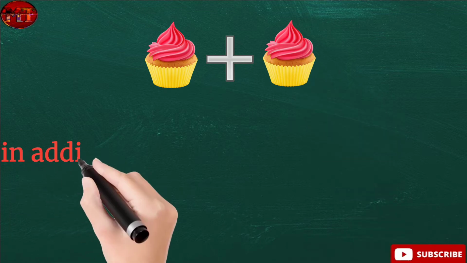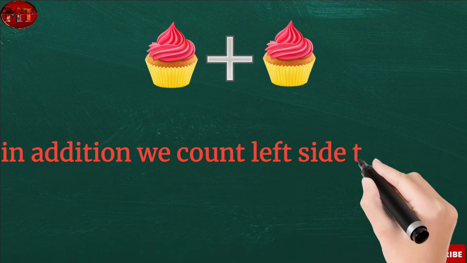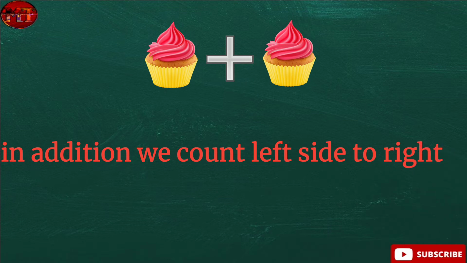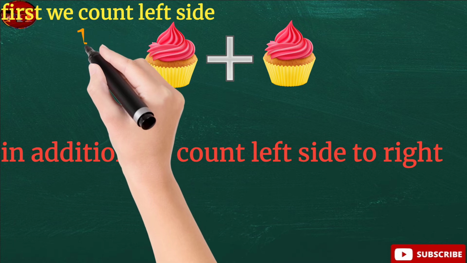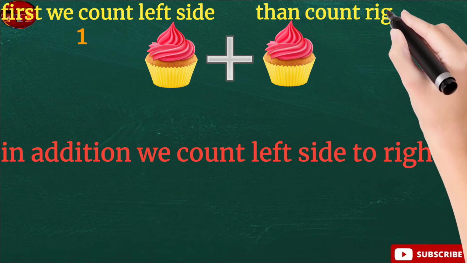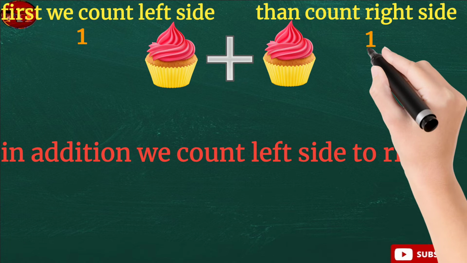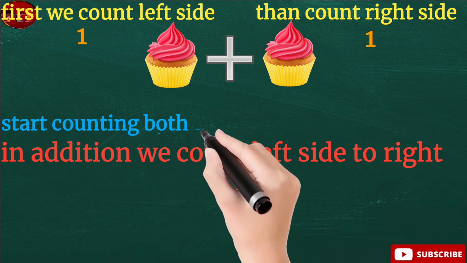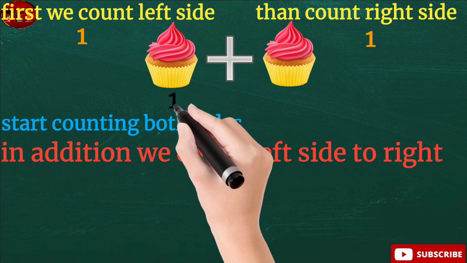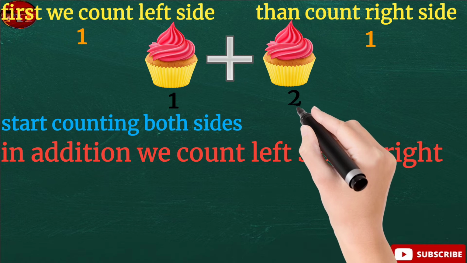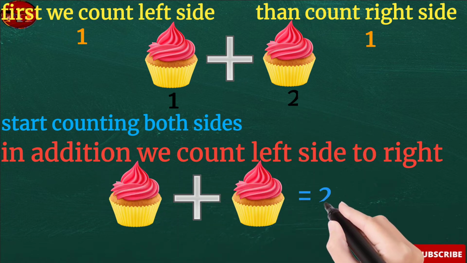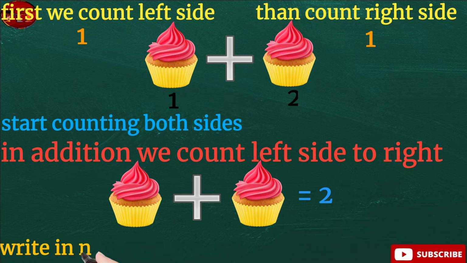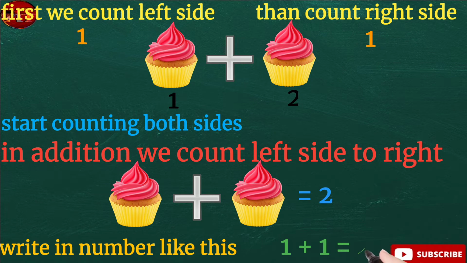In addition, we count left side to right side. First we count left side, 1. Then count right side, 1. Start counting both sides. 1, 2. 1 cake plus 1 cake is equal to 2 cake. Write in number like this: 1 plus 1 equal to 2.